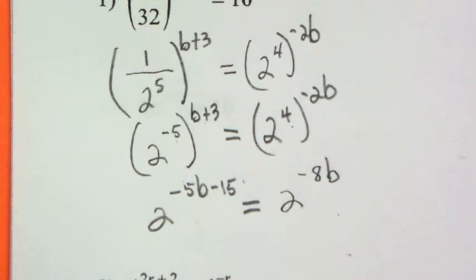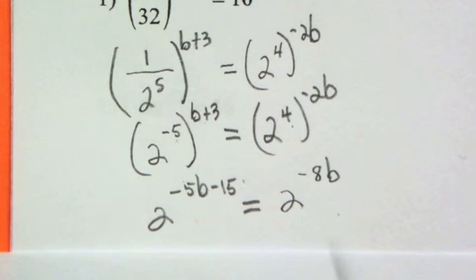Now what I have here is two exponentials that are equal, and the bases are equal to each other. And since the base is equal, that means I can just set the exponents equal to each other and solve.